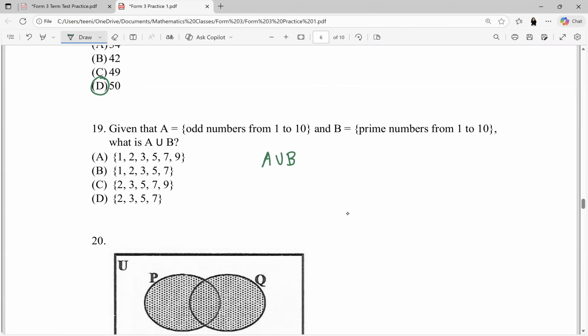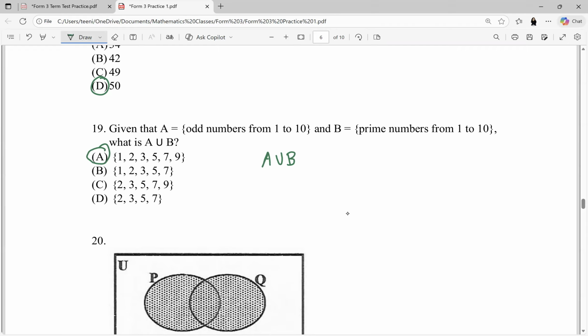So that would include all of the odd numbers from 1 to 10, as well as all the prime numbers from 1 to 10, without repeating them, right? Because as you can tell, the odd numbers and prime numbers, some of them have common elements. So the answer will be 1, 2, 3, 5, 7, 9.